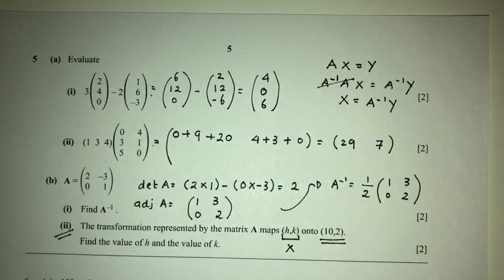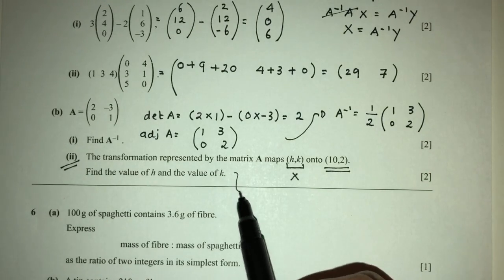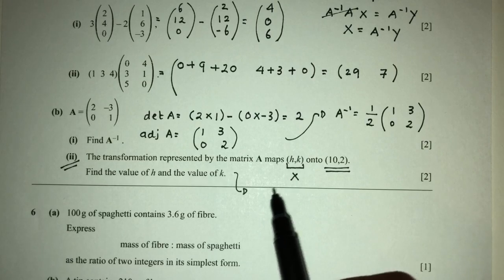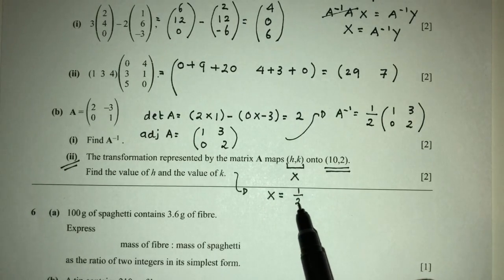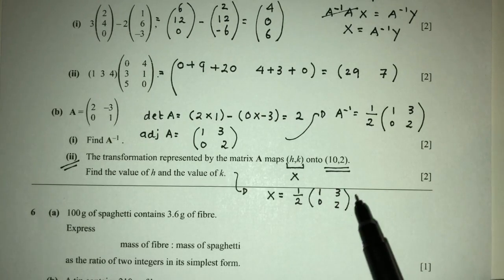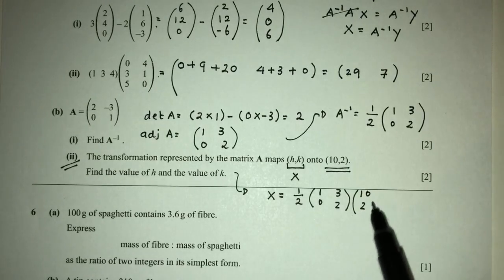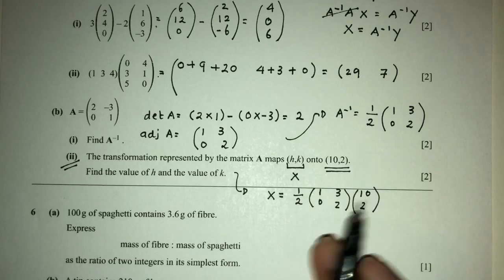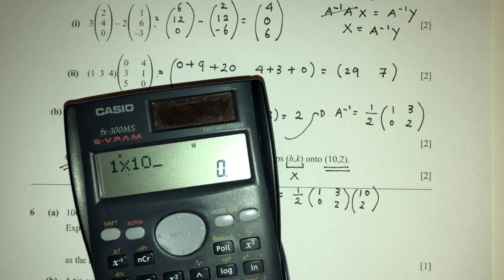That's the idea. Now, again, same thing here. Let's just replace the values. So let me continue this here. So basically, the point X is equal to A inverse, 1 over 2, 1, 0, 3, 2, times the point here, which is Y, 10, 2. Now, let's solve this one. So again, rows by column. So 1 times 10 plus 3 times 2.